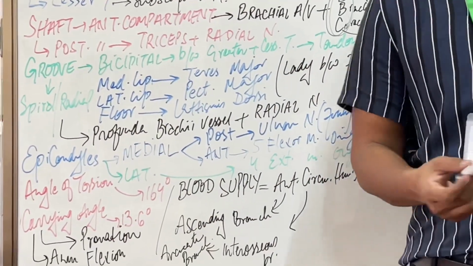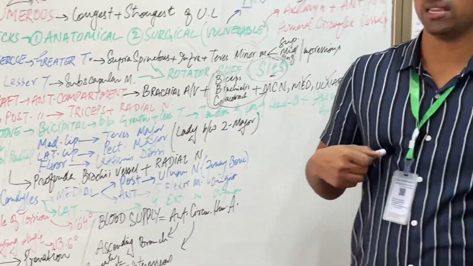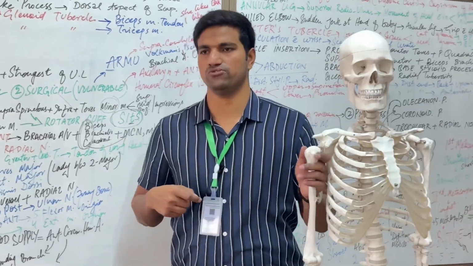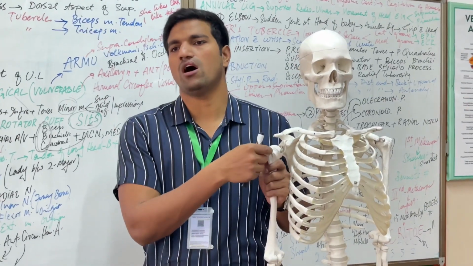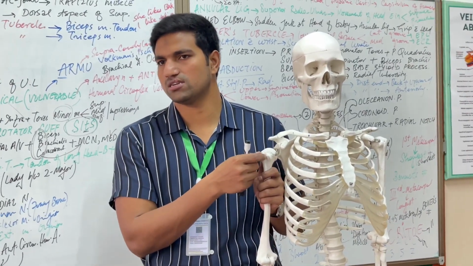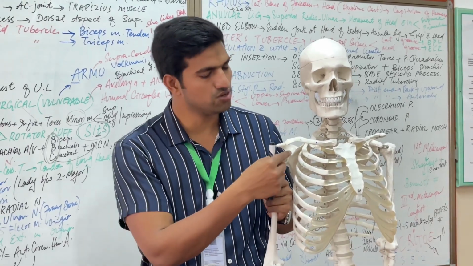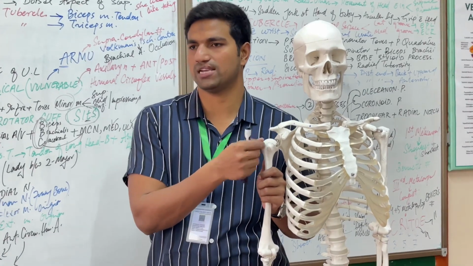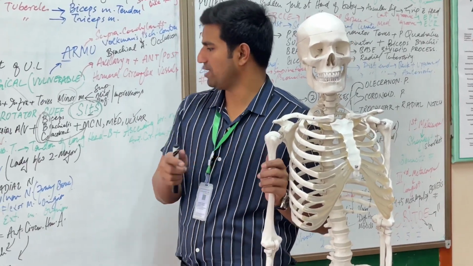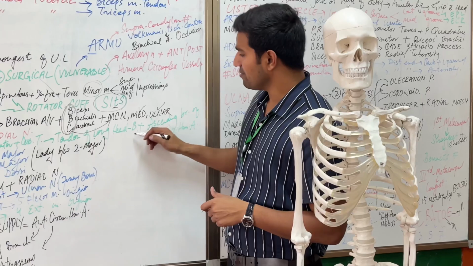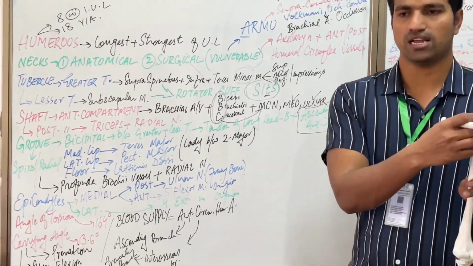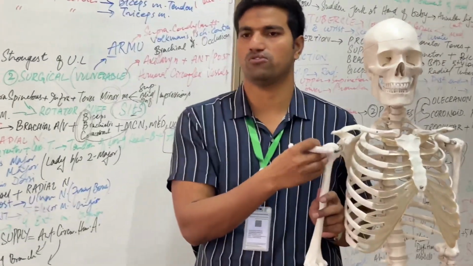If we talk about the bicipital groove, there are many things to discuss. The content of the bicipital groove is the tendon of the long head of the biceps, because the short head of the biceps attaches to the coracoid. The tendon of the long head of the biceps brachii muscle is present in the bicipital groove, plus the ascending branch of the anterior circumflex artery.